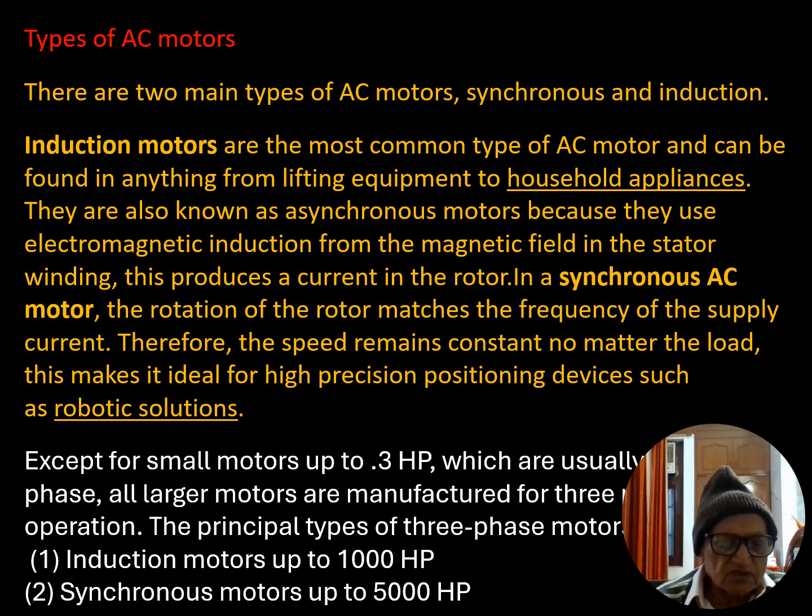Except for small motors up to 0.3 HP, which are usually single phase, motors are manufactured for three-phase operation. The principal types of three-phase motors are induction motors up to 1000 HP and synchronous motors up to 5000 HP.